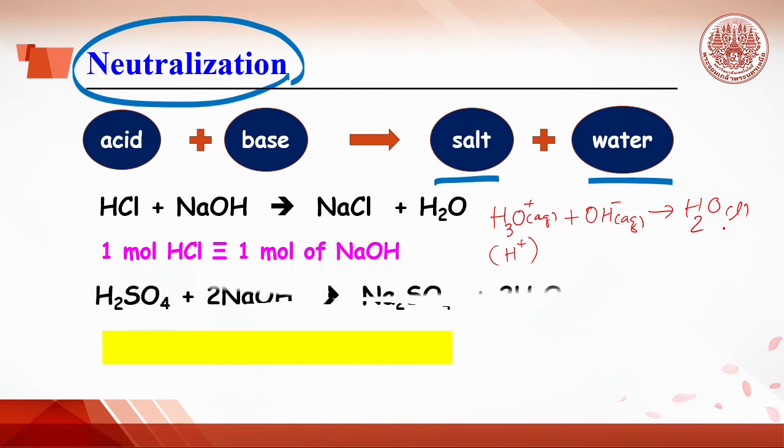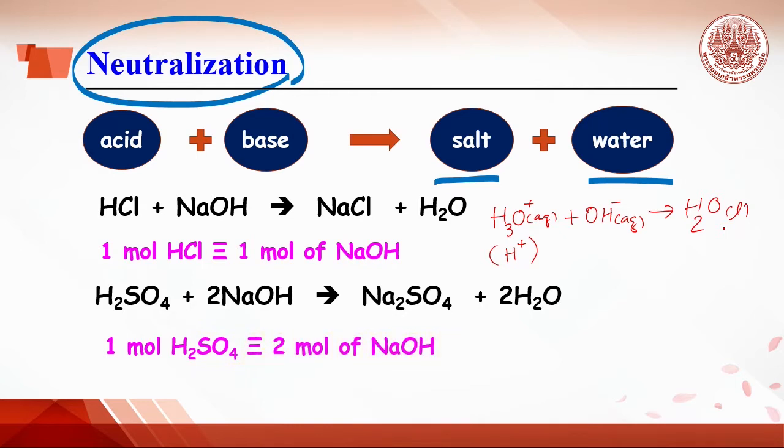The second equation is sulfuric acid reacting with sodium hydroxide. Stoichiometric balance: 1 mole of sulfuric acid reacts with 2 moles of sodium hydroxide. With this relationship, students can determine the concentration of an unknown acid.